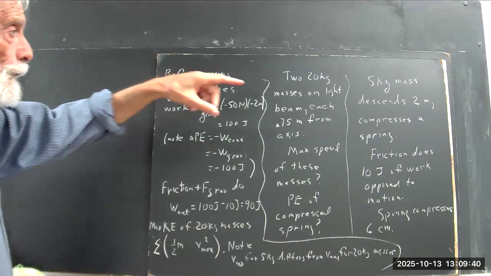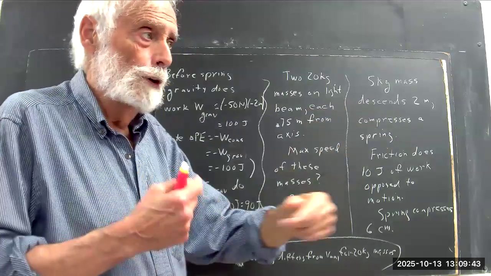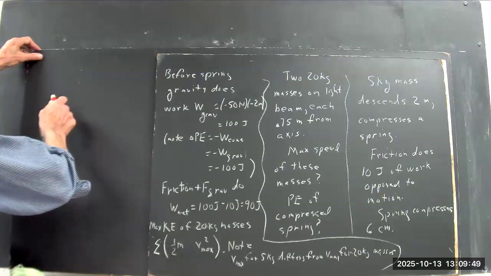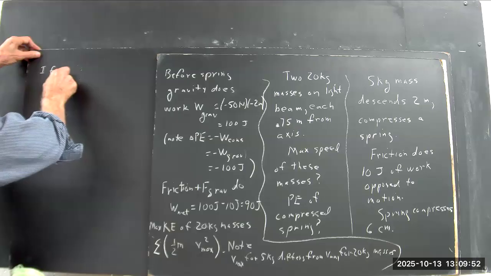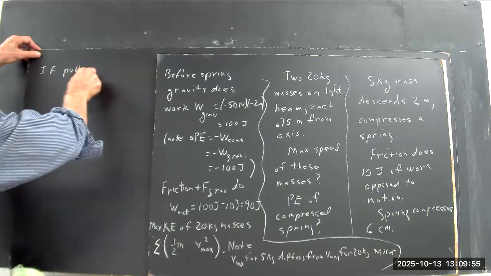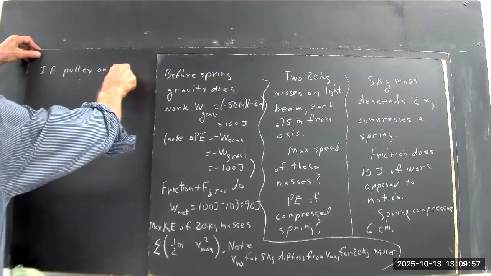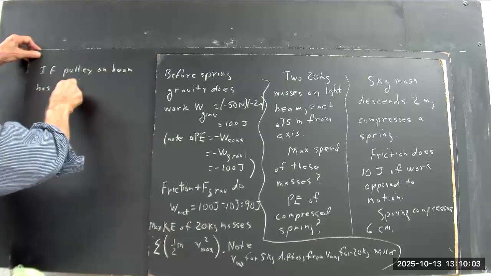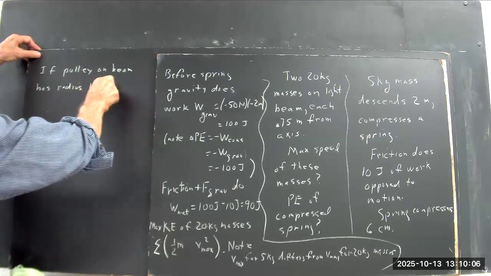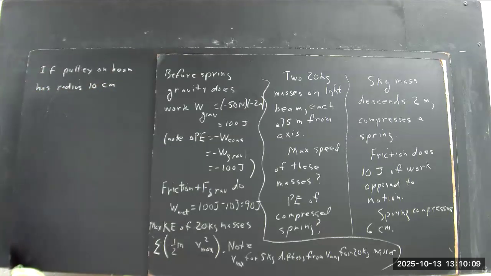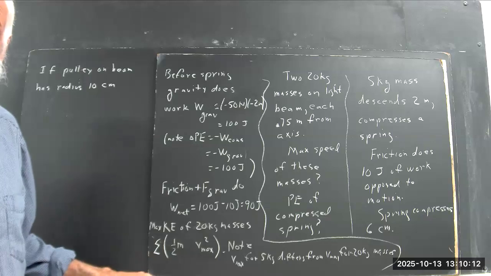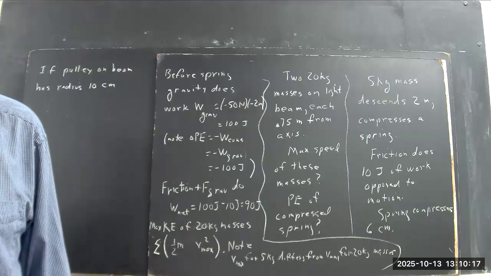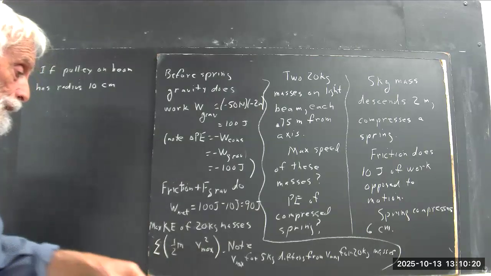So if the pulley on the beam, let's say it has a radius of 10 centimeters. That gives it a pretty big diameter, almost the diameter of my hand span. So that'd be a fairly big pulley. Then what?